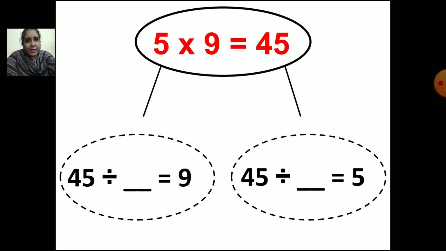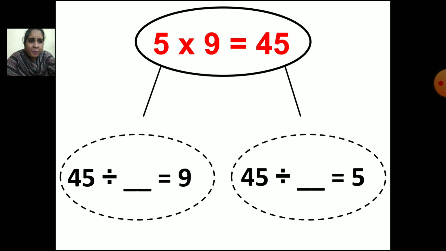Now let us see the next question. 5 multiplied by 9 equal to 45. Here also it is a multiplication, 5 nines are 45. Now we have to show two different ways of division. 45 divided by dash equal to 9. So you will say the table of 9, in which you get 45.